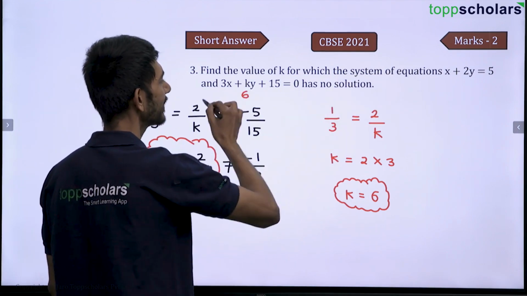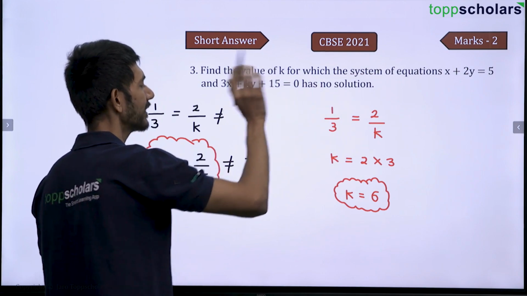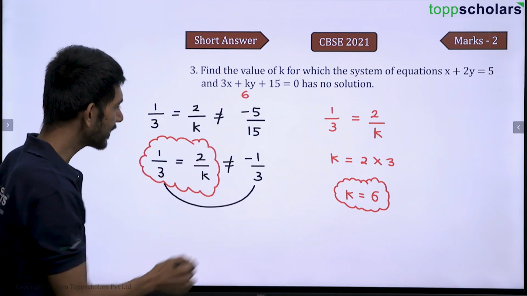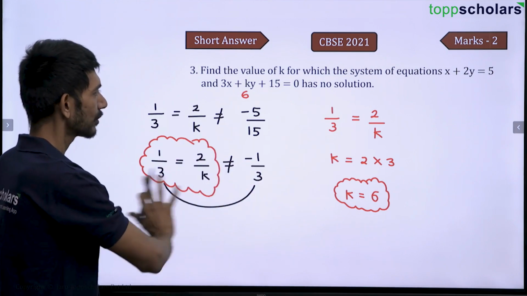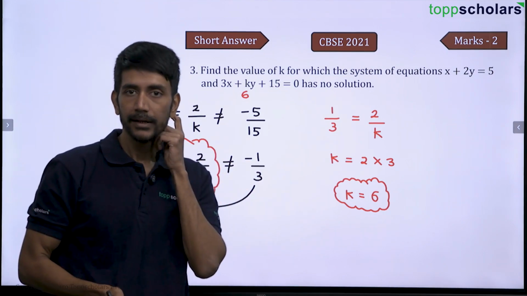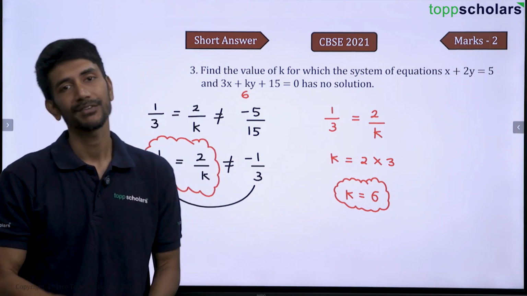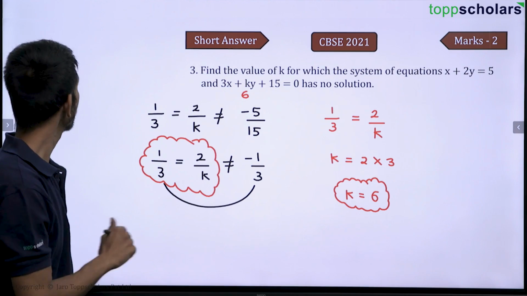So that you have 1 by 3, 1 by 3 and minus 1 by 3. This is 1 by 3. If you put k as 6, this also becomes 1 by 3. This is minus 1 by 3. The condition is getting satisfied, right? That a1 by a2 is equal to b1 by b2 but is not equal to c1 by c2. Perfect. Let's continue.